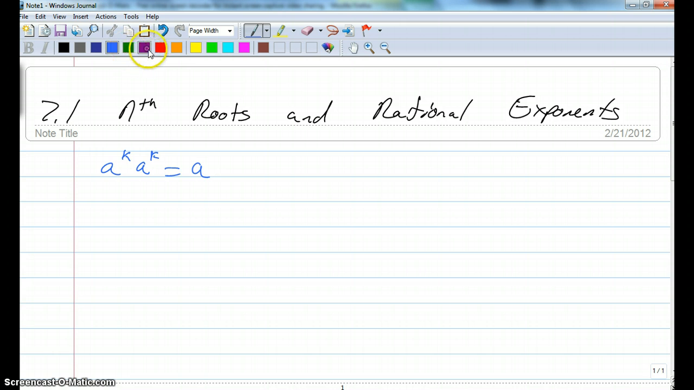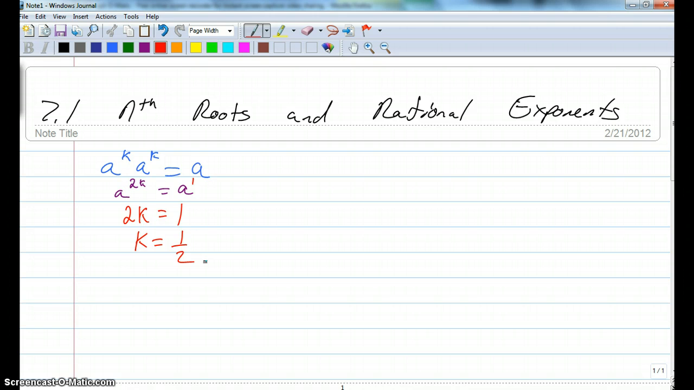Well, from our exponent rules, we've seen that a to the something times a to the something, what are we supposed to do with those exponents? We should add them. So k plus k gives a to the 2k equals a. A to the what? What's the exponent here? If there's nothing there, there's a 1 there. So if a to this is equal to a to that, it should make sense that 2k equals 1. Thus, what is k? k is 1/2.